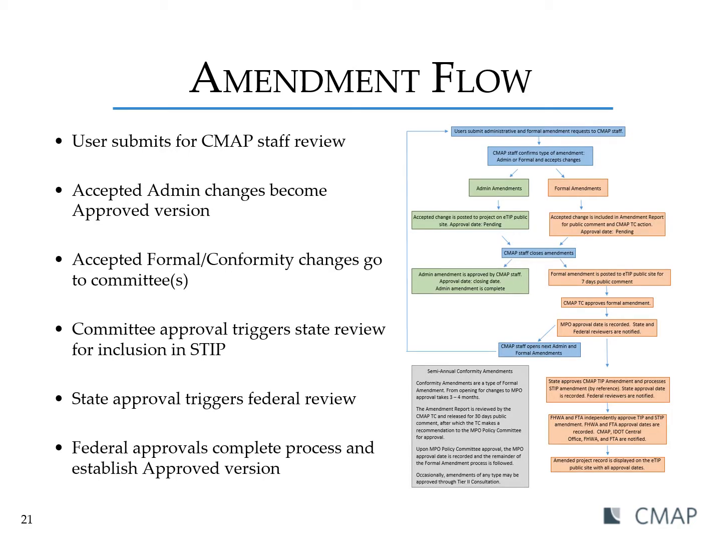So I know you cannot see what this amendment flow looks like here. It was in one of the handouts that I sent yesterday. But in general, this is how the amendment process goes. A user submits an amendment for CMAP staff review. Accepted administrative amendments become part of the approved project version. Accepted formal and conformity changes go to the committee or committees. Committee approval triggers state review. State approval triggers federal, and federal approval completes the entire process, and we have those new approved project versions in the eTIP.